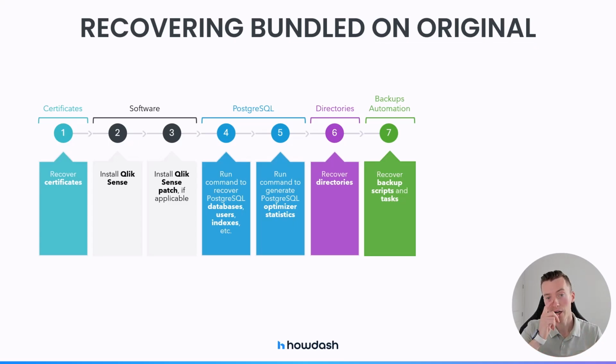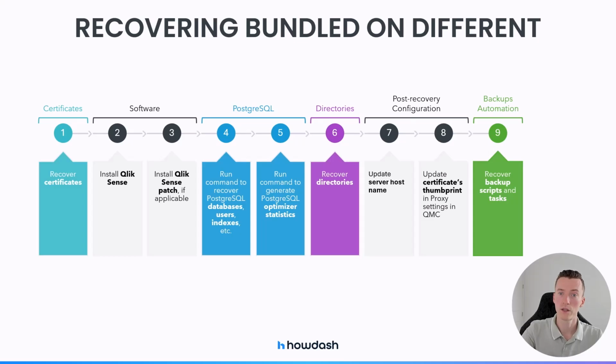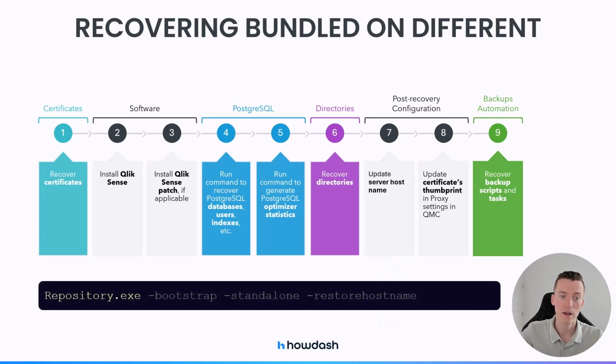If you're recovering a Qlik Sense with bundled installation of PostgreSQL on a different machine, you would take the same steps, but you would run a command to upgrade the server hostname. That command looks like this. It's repository.exe and then a handful of parameters: bootstrap, standalone, and restore hostname.